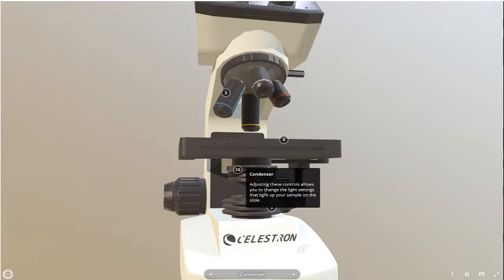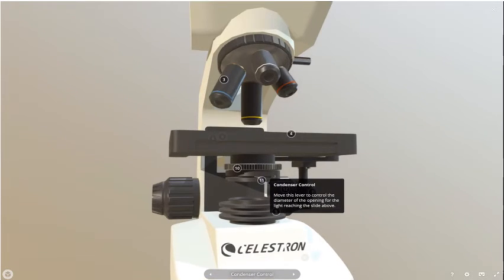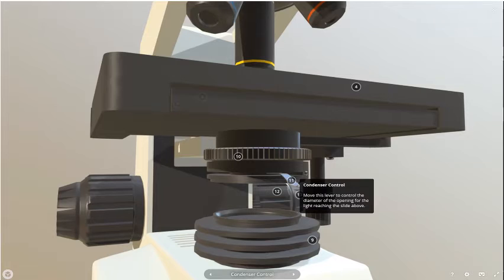The condenser allows the adjustment of the light settings and how much light is getting through to the sample on your slide to allow ease of viewing of your specimen. And the condenser control further underneath moves the lever to control the size of the opening and the amount of light getting through into your sample.